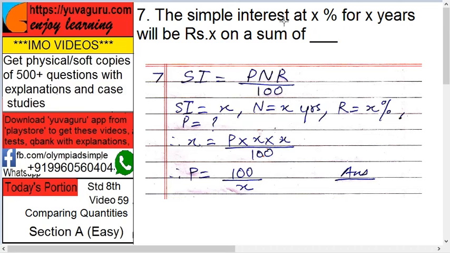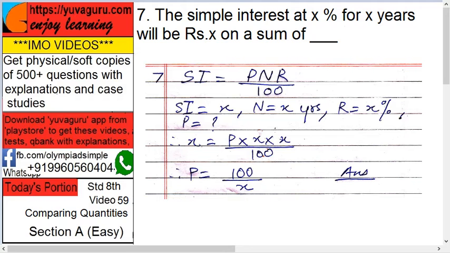The simple interest at x% for x years will be rupees x on a sum of. So what is asked to you basically? On a sum of means principal is asked. Simple interest. Now what is the formula for simple interest? PNR upon 100. Right? What is P? P is required. On a sum of means P is required.